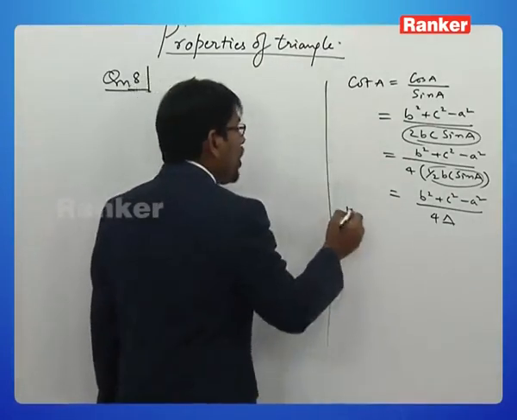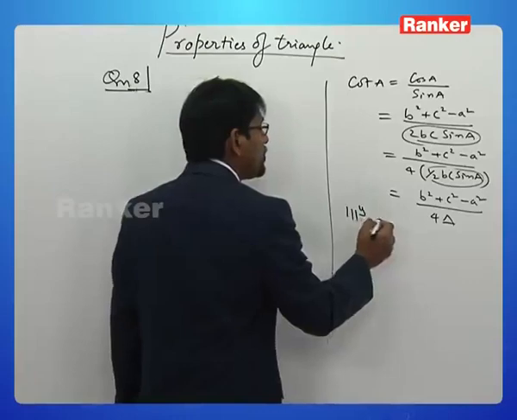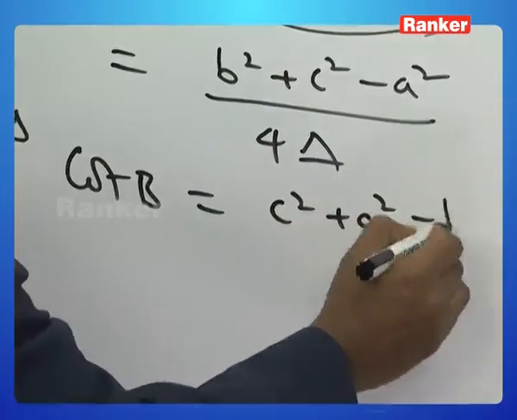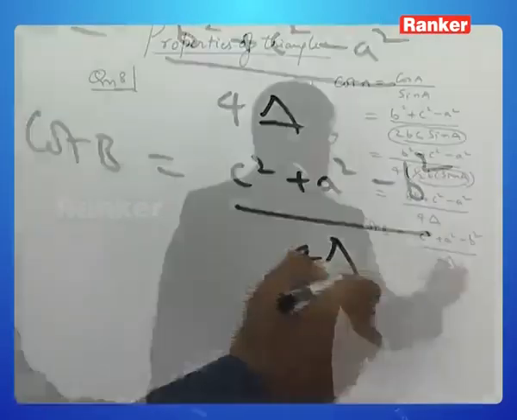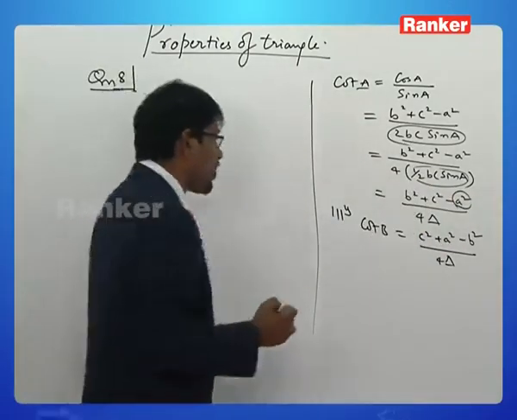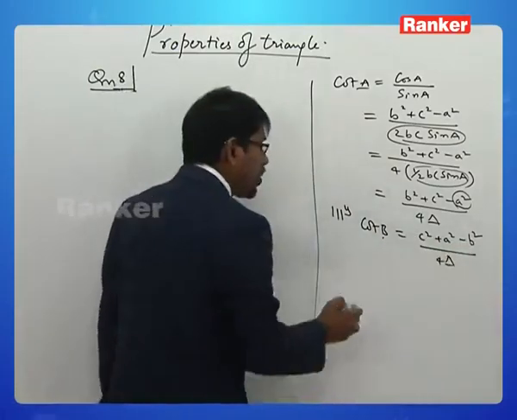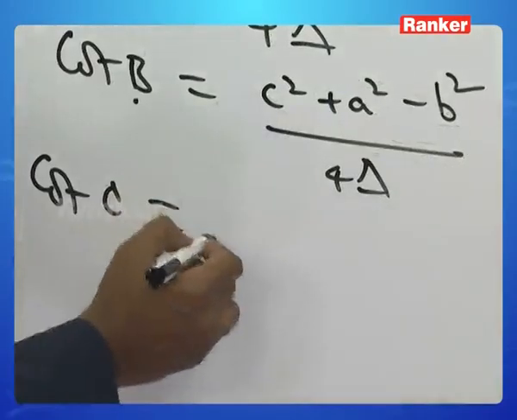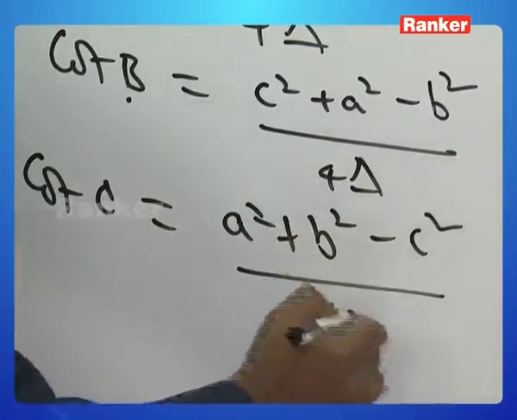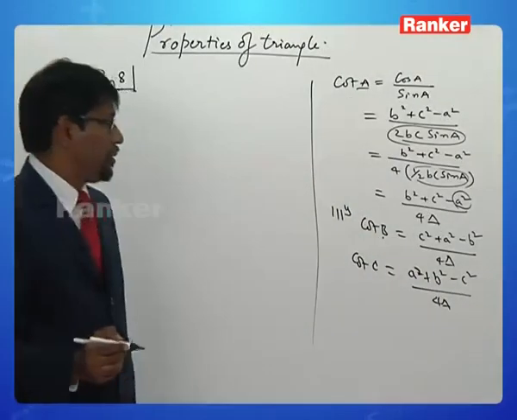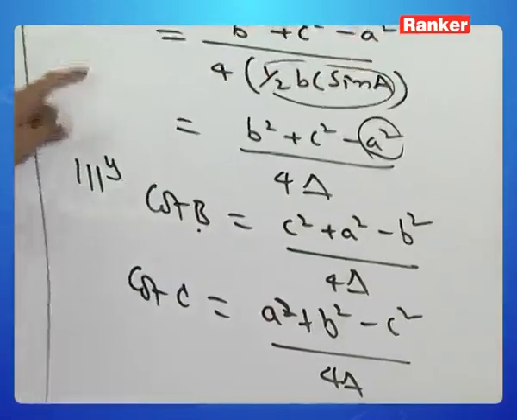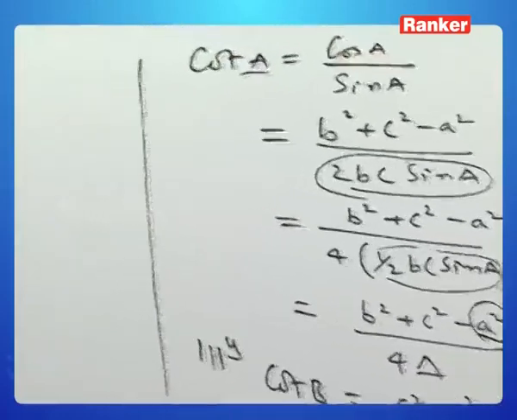Similarly, cot B will be equal to C square plus A square minus B square by 4 delta. So, when you have a A here, we have a negative term with A square. When you have a B here, we have a negative term with small b square. Cot C will be A square plus B square minus C square by 4 delta. So now, how do we think we can get these quantities using A square, B square, C square?